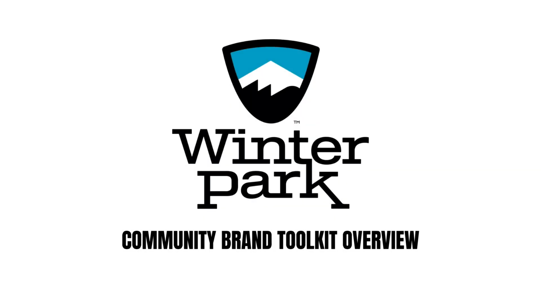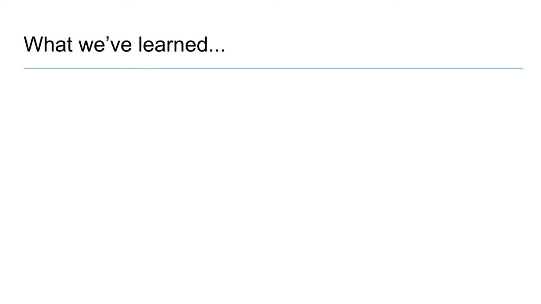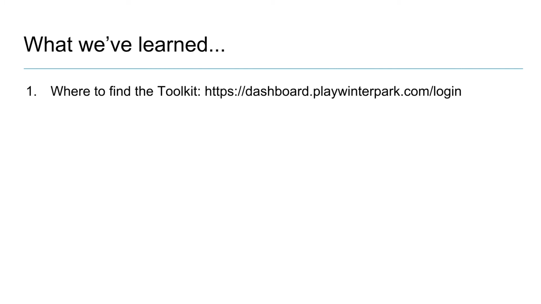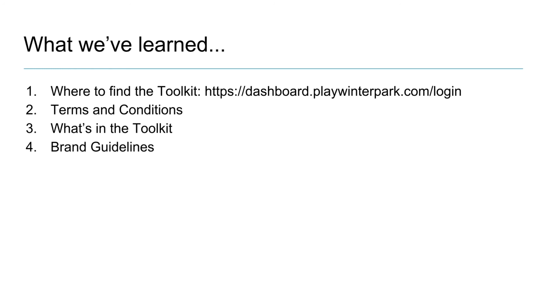Well, that concludes our Community Brand Toolkit training. So let's go over what we learned today. So we learned where to find your toolkit. So just head to dashboard.playwinterpark.com/login or go to playwinterpark.com and find the membership page. We went over the terms and conditions, so what you can and cannot use the logo for. We took a look at what's in the toolkit. We dove into the brand guidelines. You know where to get ad inspiration. And we just went over how to build an ad.